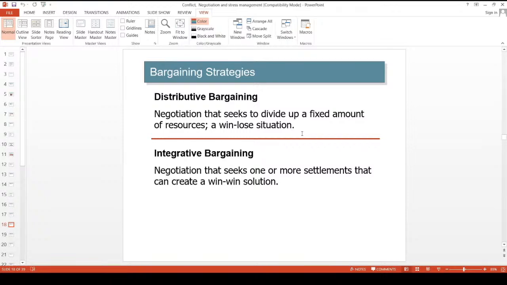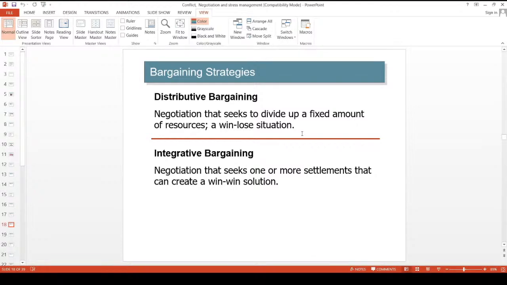Now again, we have already discussed the win-loss situation: in this bargaining technique, we try to have the solution in which one of the parties will be the winner and the other party will be the loser. We completely accept the viewpoint of one party and completely reject the viewpoint of the other party, and that is usually termed as the win-loss situation. So this is termed as distributive bargaining, and the other form of bargaining is the integrative bargaining.